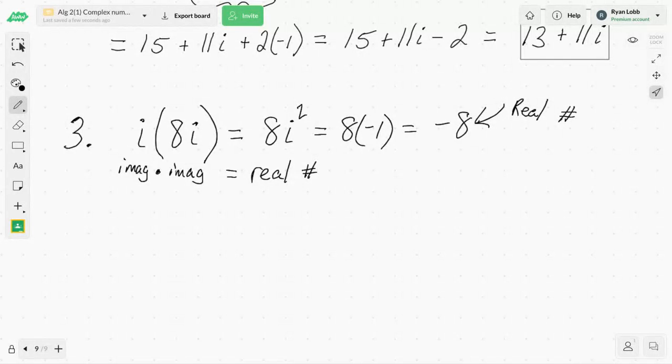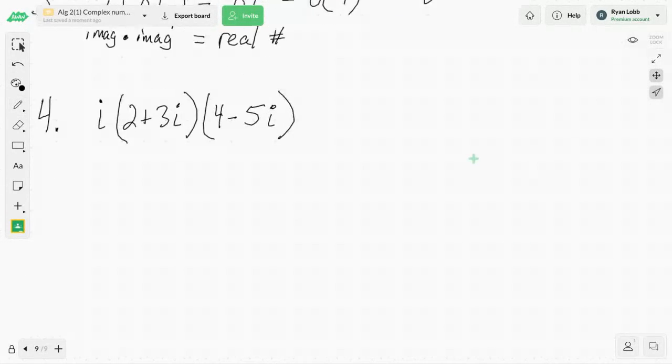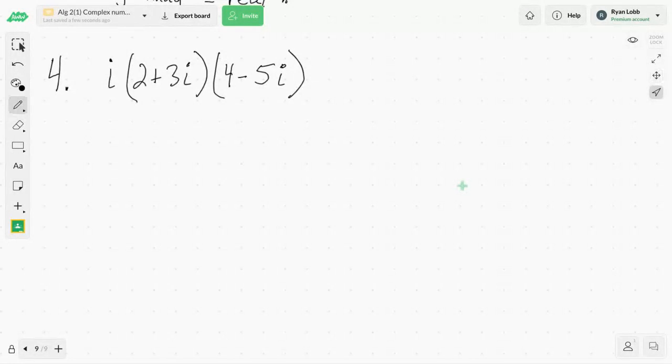Okay. I think let's do one more here. Ramp it up a little bit. All right, ready? So we're going to have i times (2 + 3i) times (4 - 5i). Now, when you look at this, there is not one straightforward way necessarily to do it. You might do a couple different ways. Now, one thing I don't want you to do here because it's not correct.